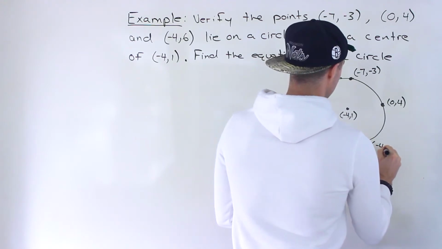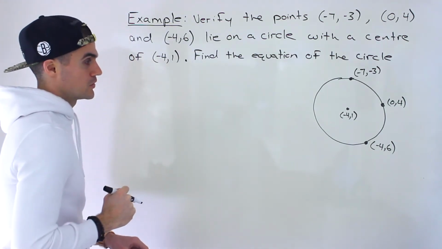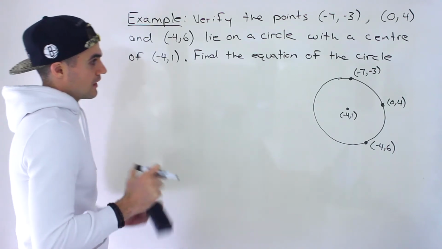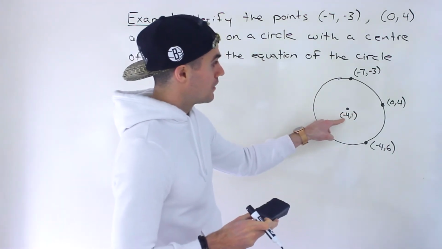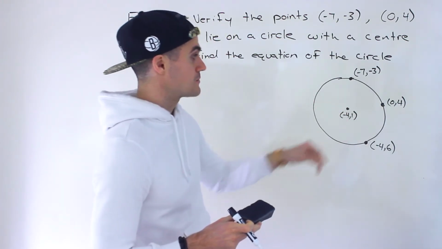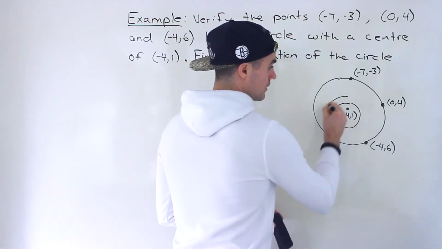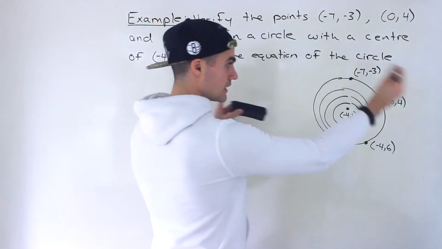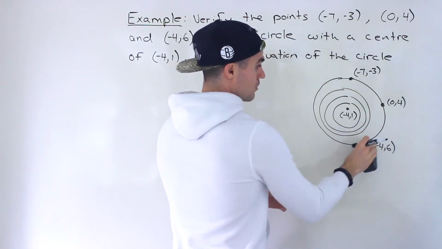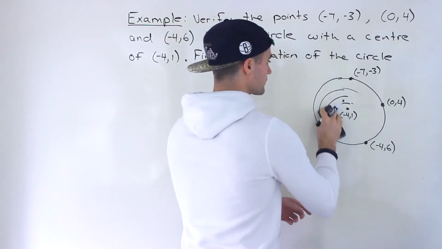You don't necessarily have to make a diagram, but I kind of just want to show you the intuition of what we're doing. So the question is, how can we verify that these 3 points are on this circle that has a center (-4, 1), right? That all 3 are on the same circle. Because if you think about it, there's an infinite amount of circles we can make with this center. We can make a circle here, here, here, right? We can keep going an infinite amount of ways. But these points, all 3 points, they have to lie on one circle. And so that's what we have to verify.